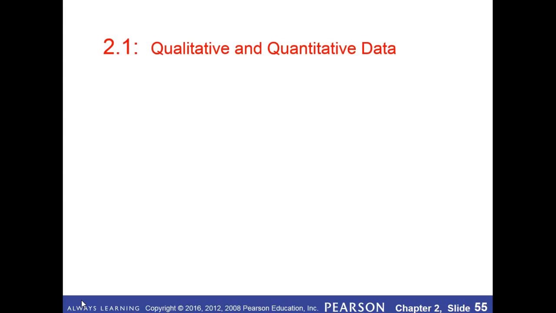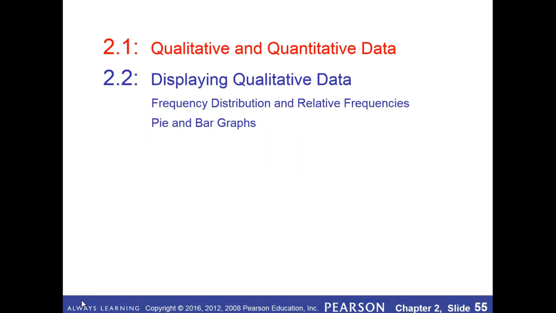So qualitative data, if you remember right, is data that cannot be defined with a number. It's like your eye color. And then quantitative data would be either discrete or continuous data, but quantitative is data that is our numbers. So then we moved on to 2.2 and talked specifically about how we can display qualitative data. We talked a lot about frequency distributions and relative frequency distributions, as well as picturing those distributions with either pie charts or bar graphs, bar charts.